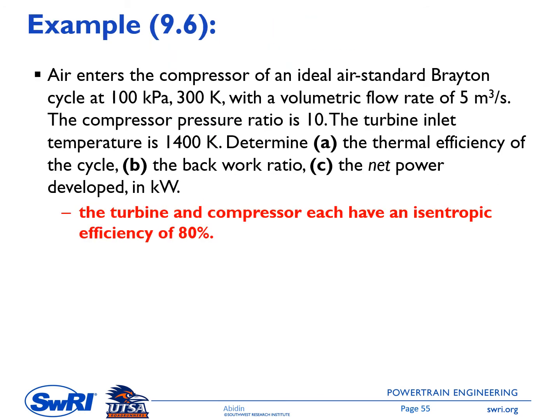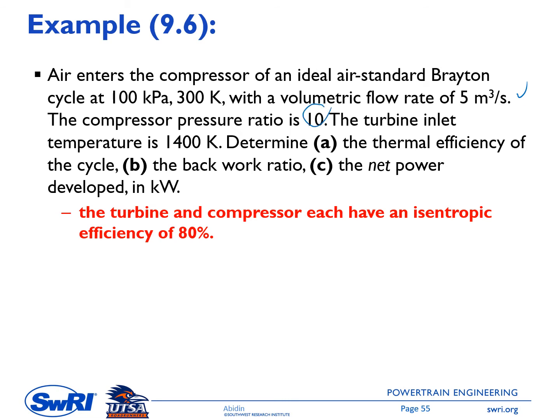Okay, let's take a look at this example. It is example 9.6 in the textbook. This example is similar to the previous example. Here the air enters the compressor at 100 kilopascal and temperature 300 Kelvin, and the volumetric flow rate is also 5 cubic meters per second, and the compressor pressure ratio is 10.